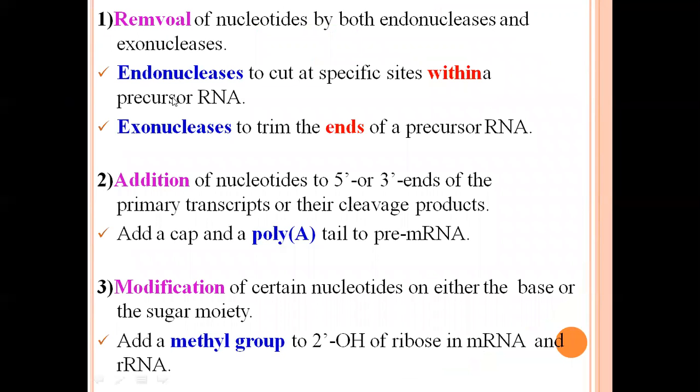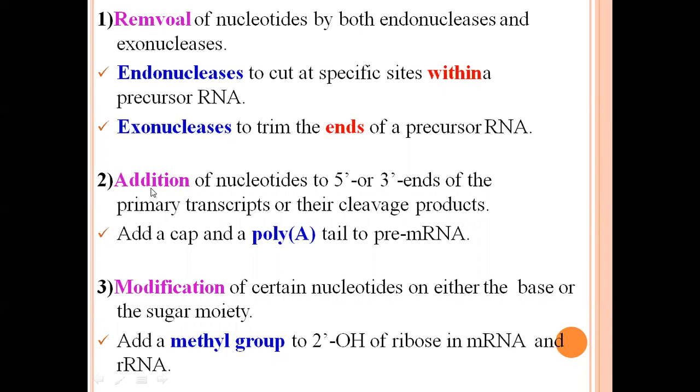So what actually happens, in a word? You can see removal of nucleotides by both endonucleases and exonucleases. Nucleases are further divided into two types: endo and exo. Endonucleases cut inside the sequence, and exonucleases cut at the 5' or 3' end portion, meaning outside the sequence. So endonucleases cut specific sites within a precursor RNA, and exonucleases trim the ends of the precursor RNA. This is the removal part.